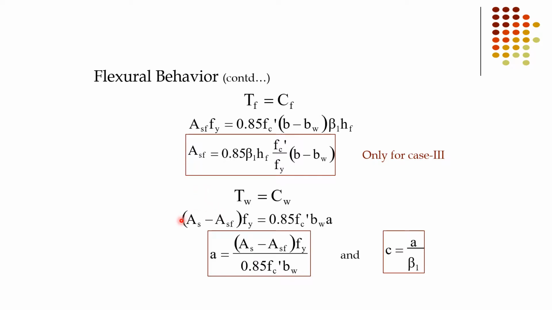For the web portion, that is the remaining steel, total steel minus flange steel, multiplied with Fy. Cw will be 0.85 Fc prime Bw a, and divide this portion by taking it on the other side to get the value of a. To get the neutral axis depth, we divide a by beta 1 and we get c. If c is greater than the thickness of the flange, it means the neutral axis lies outside of the flange. Okay, this is case 3.